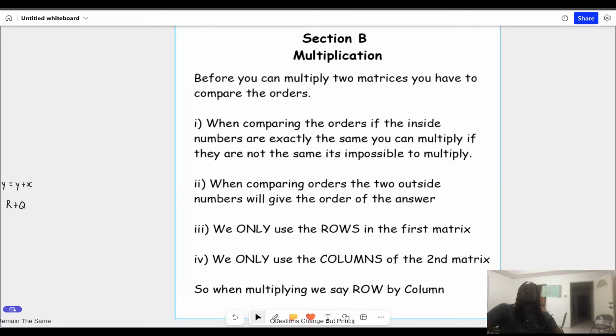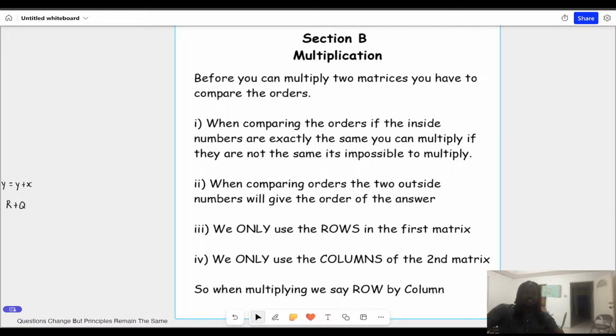So what does it say here? Before you can multiply two matrices, you have to compare the orders. Remember, we already talked about orders: number of rows, number of columns. When comparing the orders, if the inside numbers are exactly the same, you can multiply. If they are not the same, it's impossible to multiply. And for any question where you realize that it's impossible to multiply, what do you think the answer would be? Not possible. Alright, perfect.